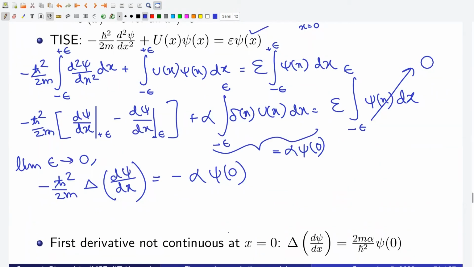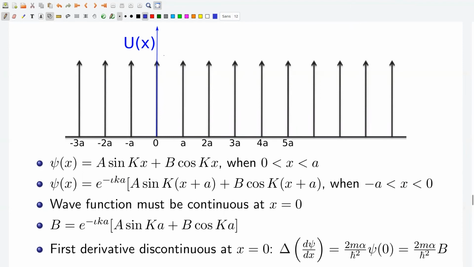Thus, in the presence of a Dirac delta potential, the first derivative of the wave function is not continuous, and the discontinuity is given by this. Now, let us try to solve the actual Dirac comb problem. We have defined the wave function between x equal to 0 and x equal to a. Similarly, we have defined the wave function between x equal to minus a and x equal to 0. We know that the wave function must be continuous at x equal to 0.